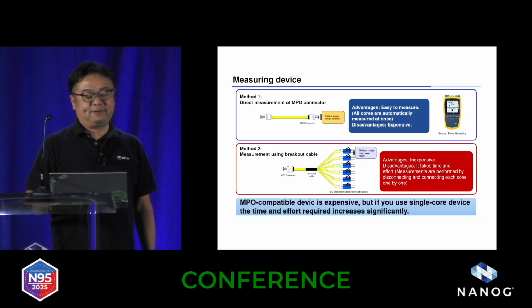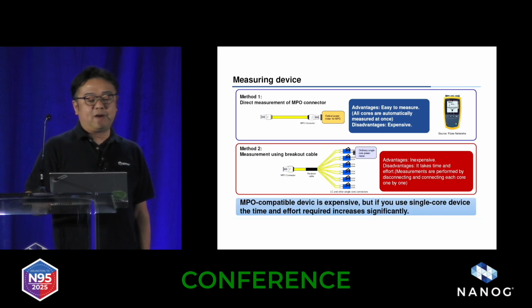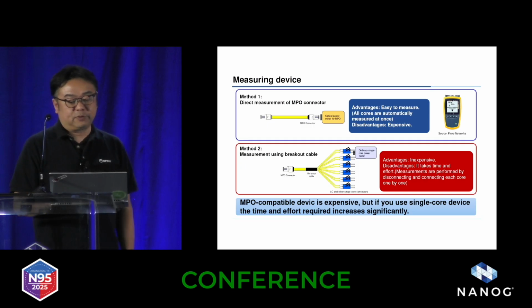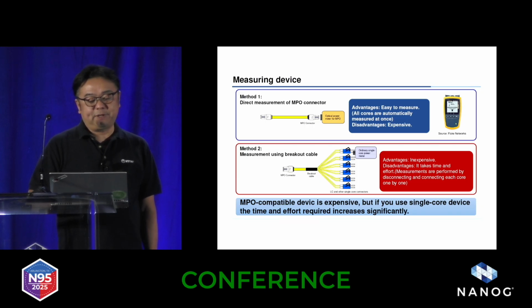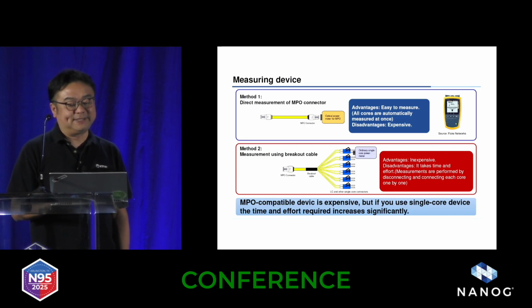Now, let me explain the measurement. As explained, MPO connectors contain multiple fibers, such as 12 or 24 fibers, so a dedicated measurement instrument is required. Normally, an optical power meter that can handle MPO is recommended. A device that can directly connect the MPO is operable the same way as conventional power meters.